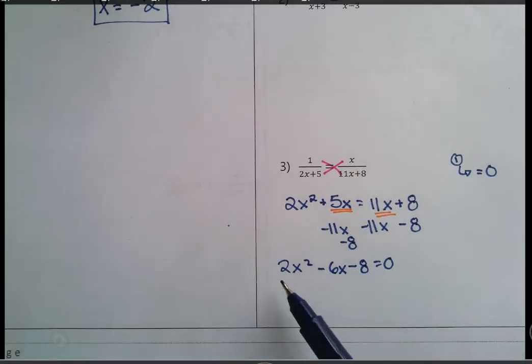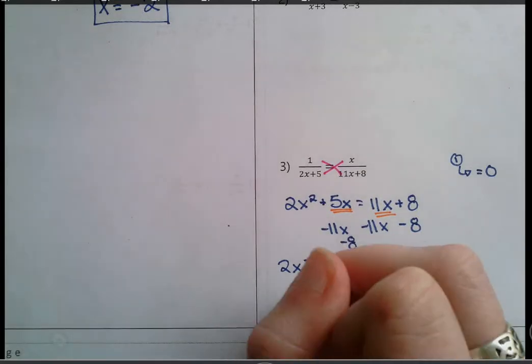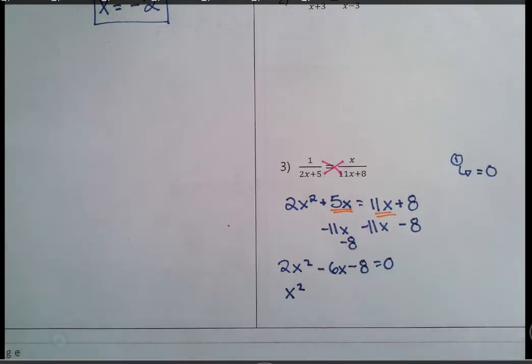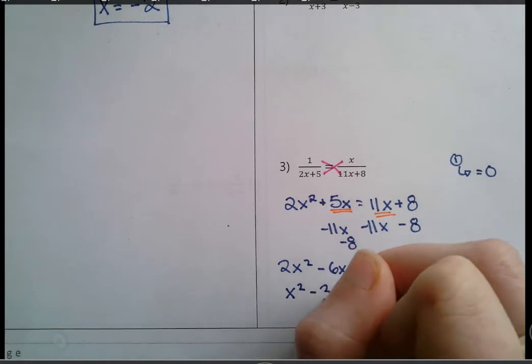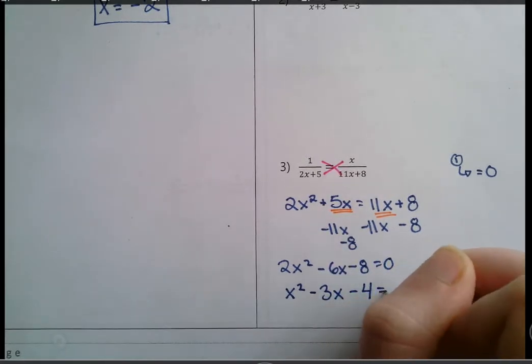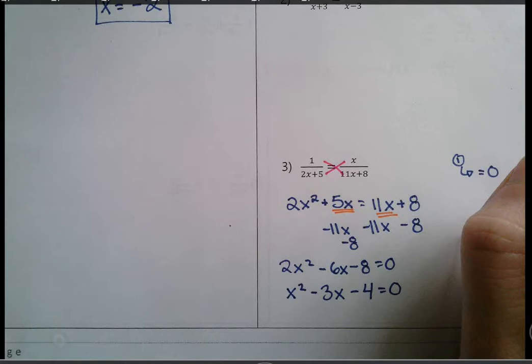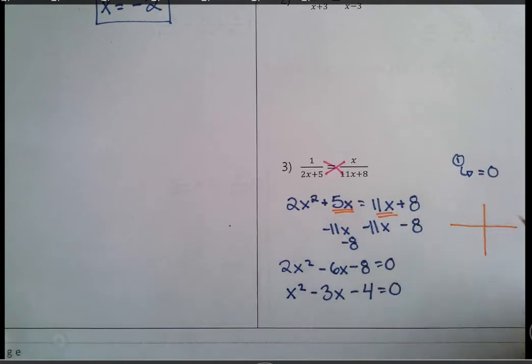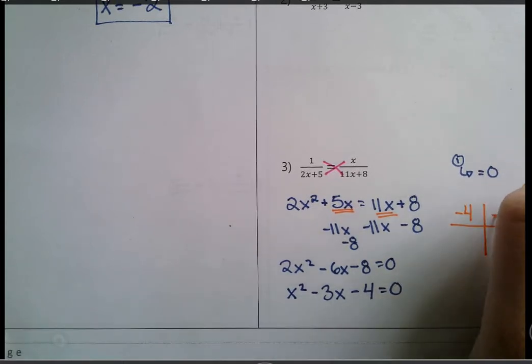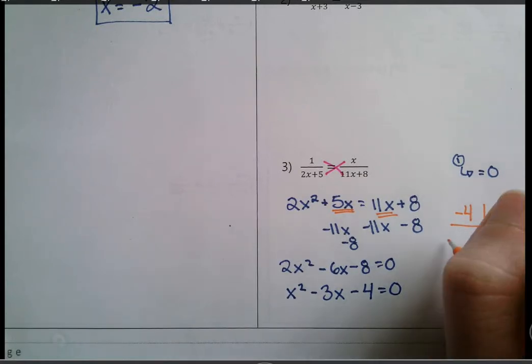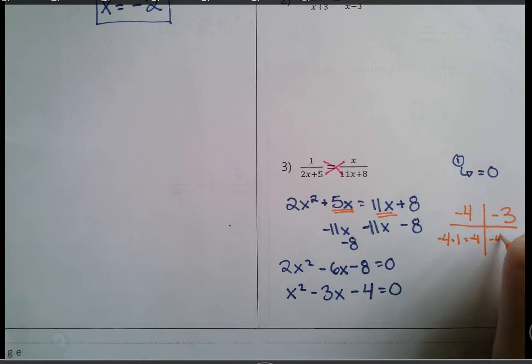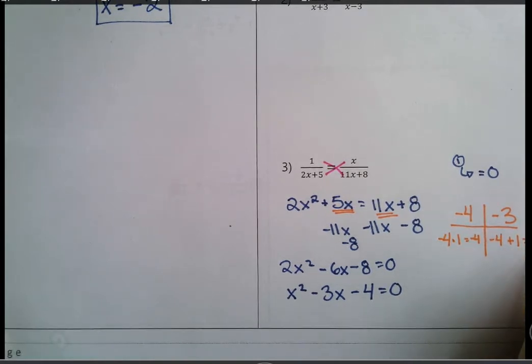Now, 2, 6, and 8 are all even numbers, so I can divide those all by 2. So if I divide that by 2, that's just 1x squared left, minus a 3x minus 4 equals 0. From here, we're factoring. We're using that t-chart. So we're saying, hey, what multiplies to negative 4 but adds to negative 3? Well, negative 4 times 1 gets me negative 4. And if I have a negative 4 plus 1, that gets me negative 3.